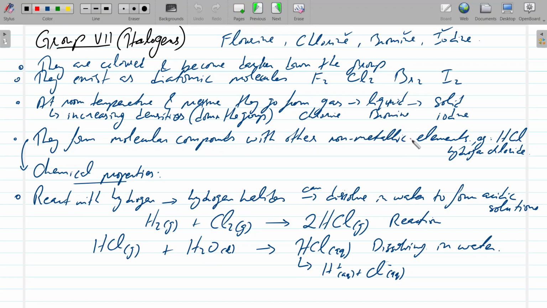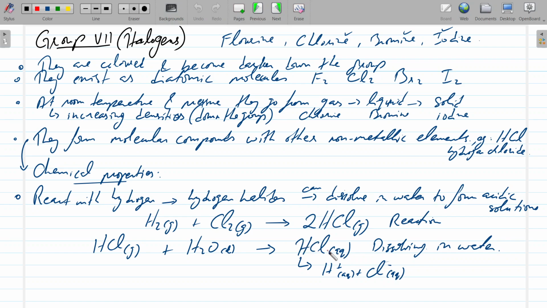Okay. Now coming to the chemical properties, they form molecular compounds with other non-metallic elements. Right, non-metallic elements. For example, hydrogen chloride. And so the reaction goes this way, right? They react with hydrogen to form hydrogen halides, which can in turn dissolve in water to form acidic solutions. So first you've got hydrogen gas and chlorine gas, and the two of them react to form hydrogen chloride gas, or HCl gas.